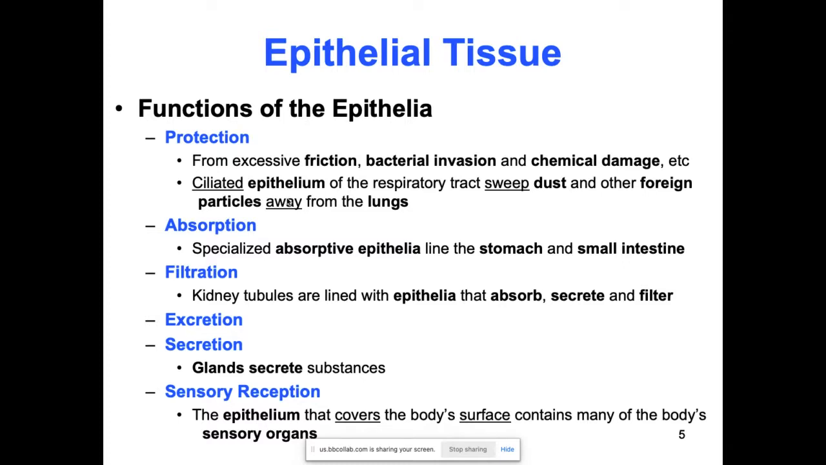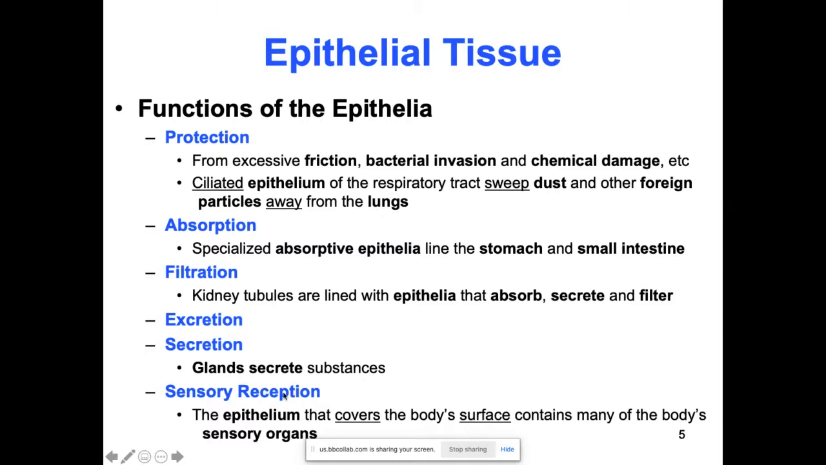So the cilia are beating rhythmically. In the trachea, they're beating upwards. They're beating from inferior to superior, so that dust particles and foreign particles are moved away from the lungs, up and out of the body. So epithelium is really important.